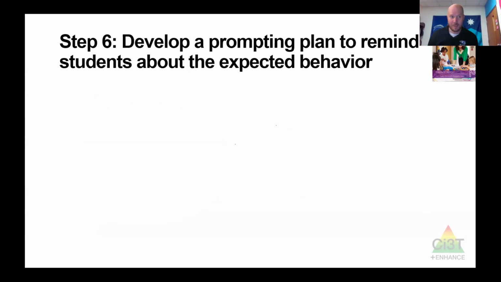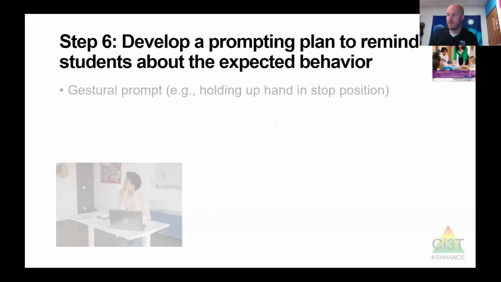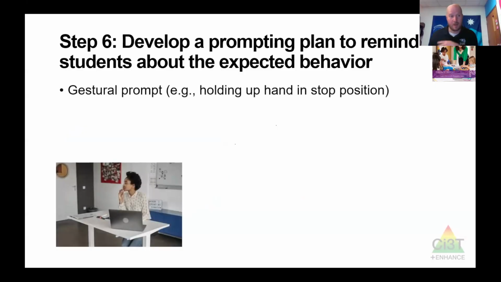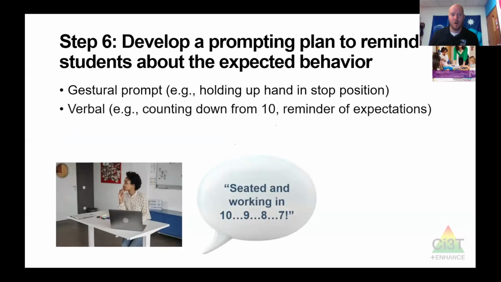Okay. Step 6, develop a prompting plan to remind students about the expected behavior. So this could be like a gesture or a prompt. Maybe teachers are pretty good at using different gestures or prompts to signal when something happens. Maybe you're creating a new strategy with that, or maybe it's a verbal countdown. The traditional 1, 2, eyes on you, or whatever it is.